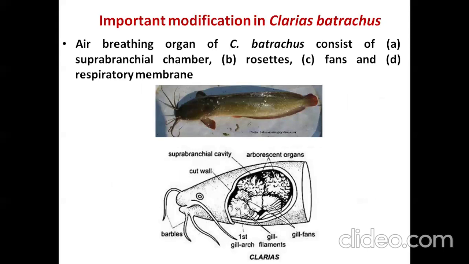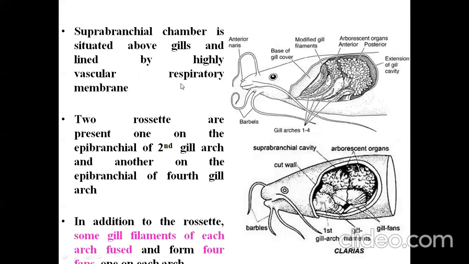And the modification in Clarias batrachus. See how beautiful it is. Here also you have the arborescent organ, what we call the rosette, which gives a rose-like appearance. And here also they have the gill fans. The gill fans are arranged here. And the respiratory membranes, as usual, are there. And the suprabranchial cavity and chamber is found. These are the modifications and how it is going to work.